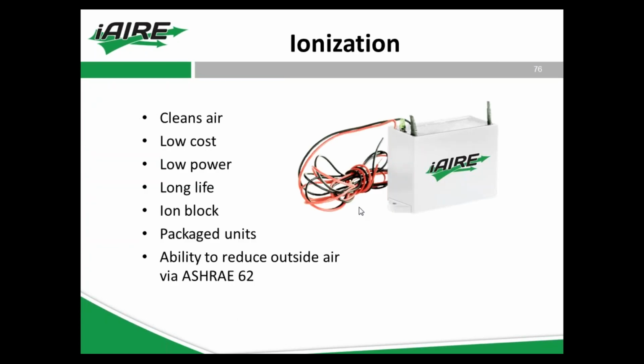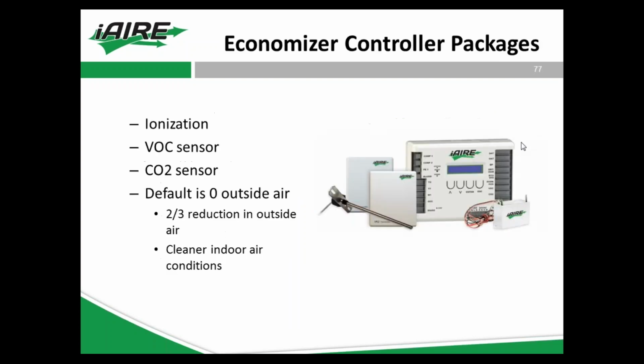And so that covers basically their DOAS systems. And then I'll just note some of the other things that they do. Ionization, if you're familiar with it, is a low-cost option to clean the air, and generally it gives you the ability to reduce outside air. ASHRAE 62.1 has a note where if you can provide ionization, further cleaning the air, then you can reduce the amount of CFM provided. They do economizer control packages.